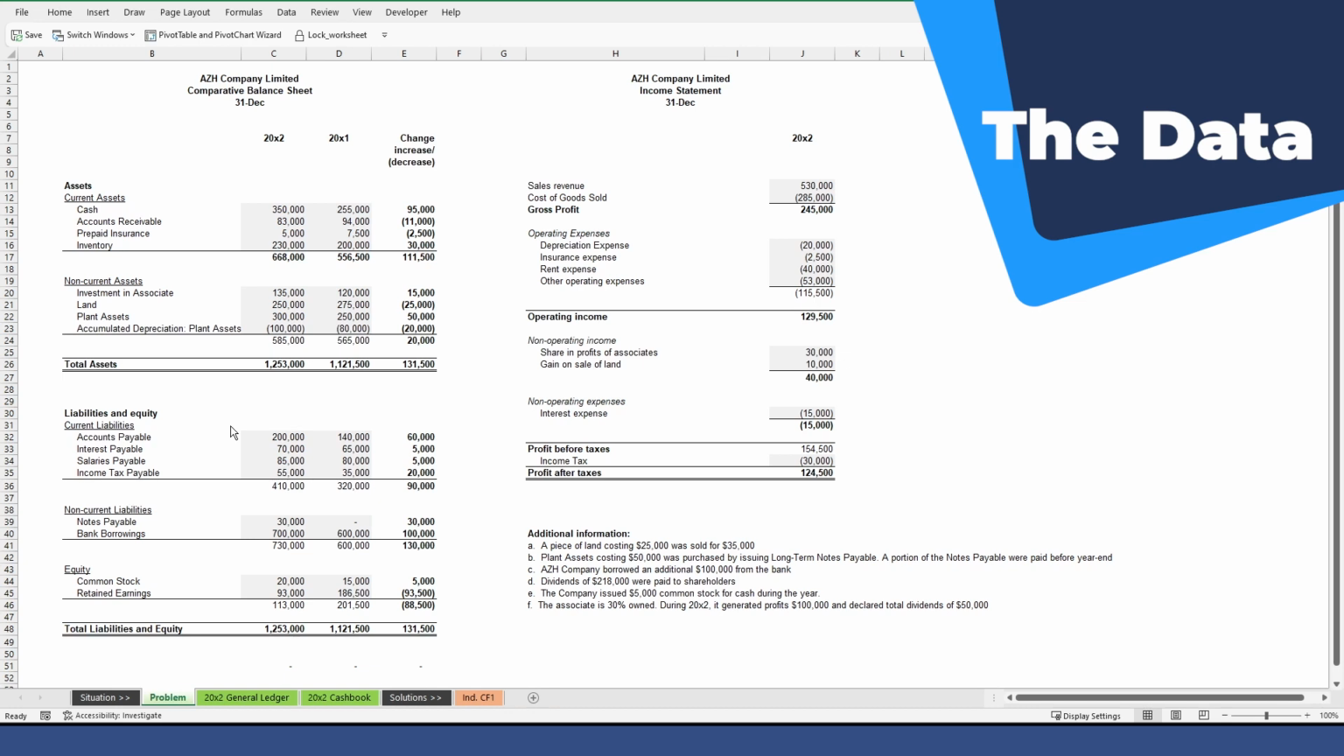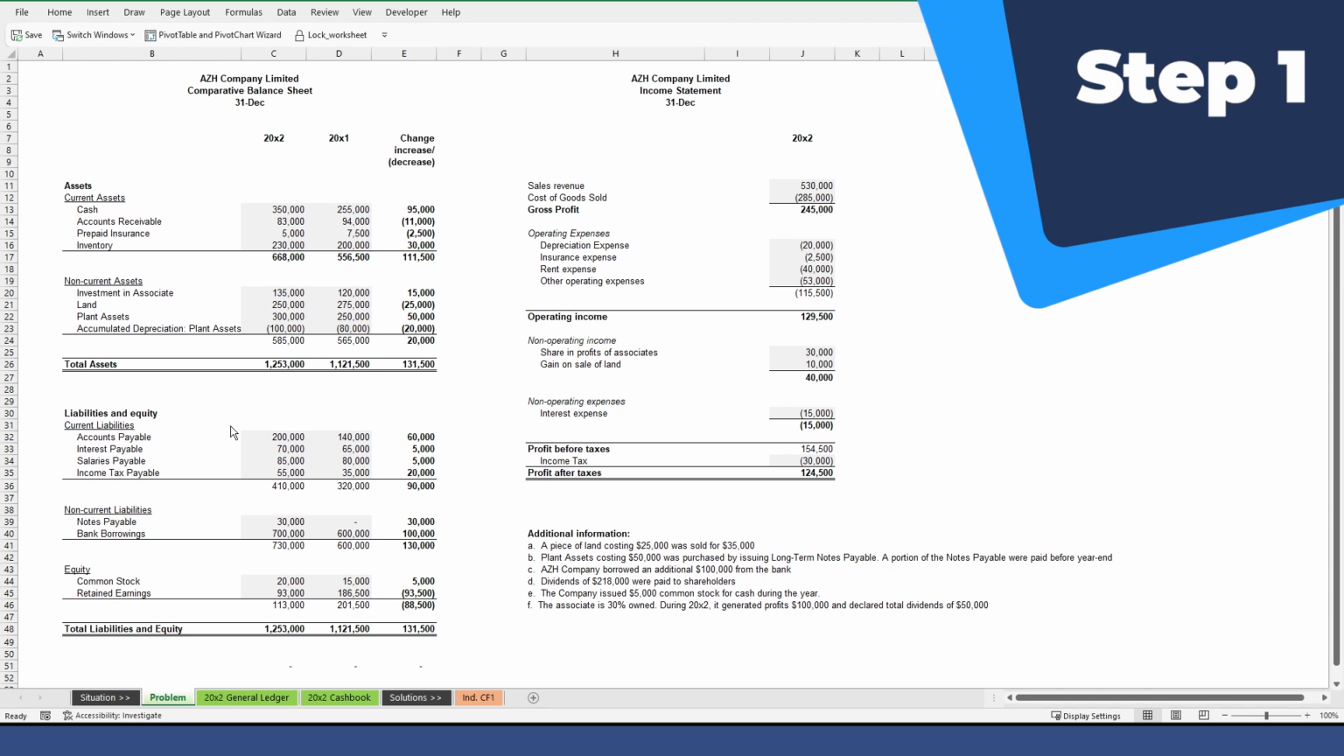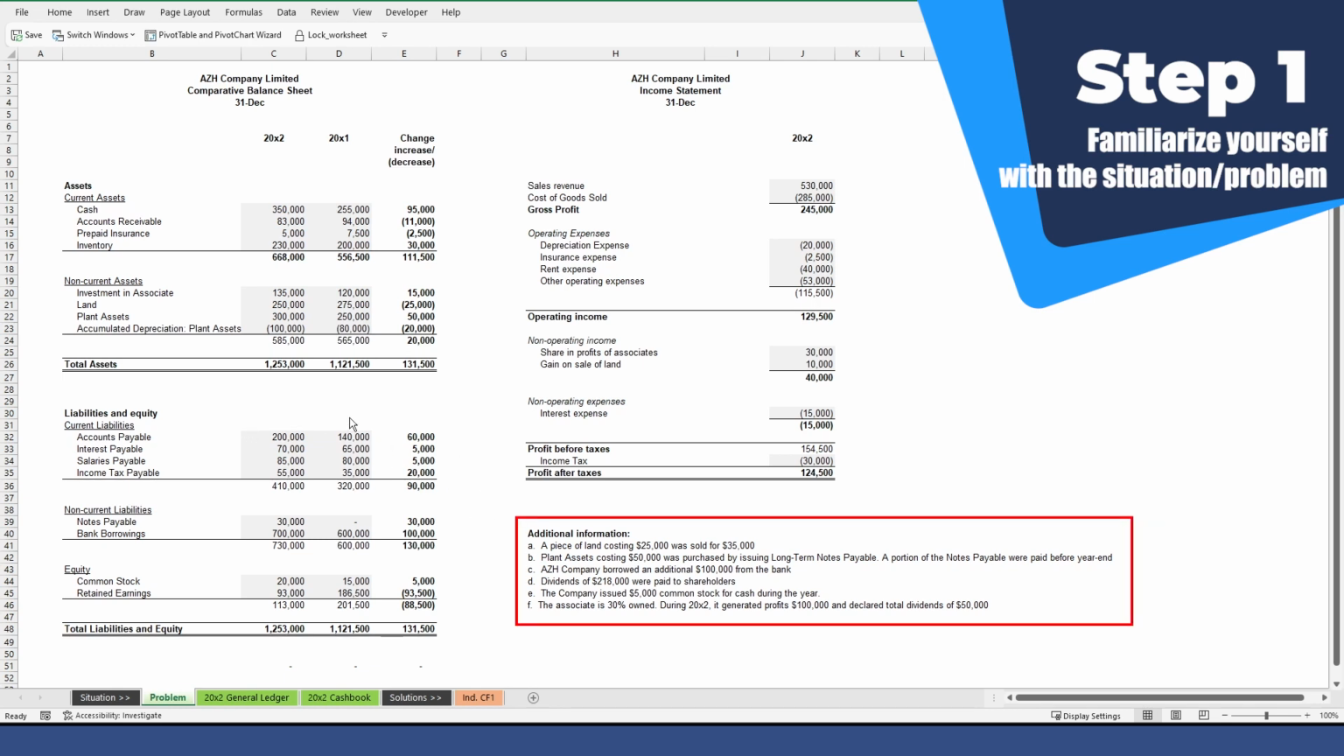To prepare for this type of cash flow, you need to do the following. Step 1. Familiarize yourself with the company. For example, in actual practice, you won't really be given this summary here, but you need to dig deep into the GL to know the transactions during the year.